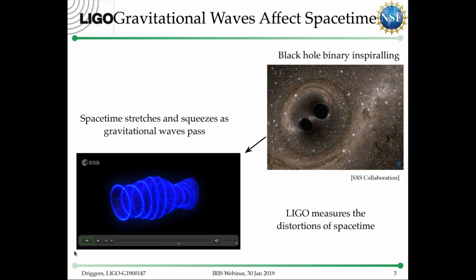So what we're trying to do with LIGO is we're trying to actually measure these distortions of space-time. We're trying to measure how space-time is changing as a gravitational wave passes through something like the Earth or a detector on the Earth.